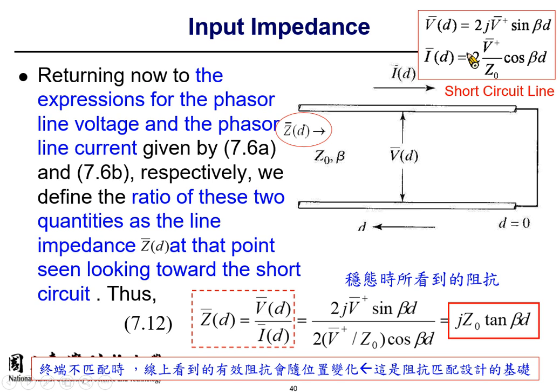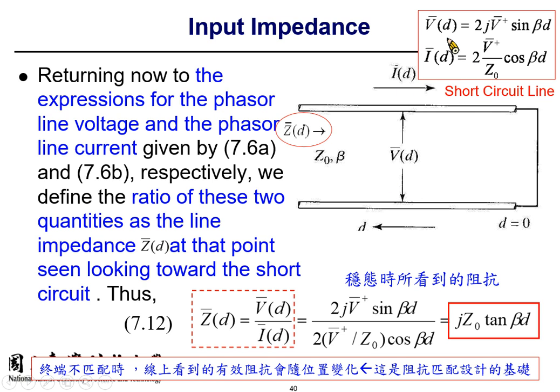And the same can be said for the current distribution. So I(d), the current as a function of position d, can be expressed as 2 times V plus divided by Z sub 0 times cosine beta d. So it's also a sinusoidal function for current distribution.